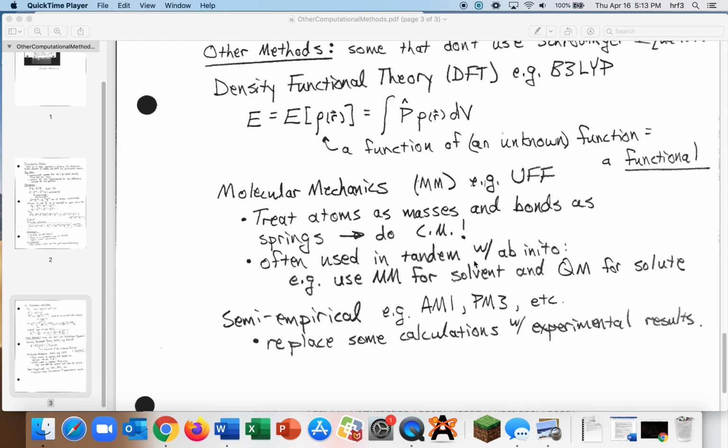This is often used in tandem with ab initio. So, for example, you could use molecular mechanics for the solvent, where you have a lot of molecules, but then use quantum mechanics for the solute, where you have very few molecules.